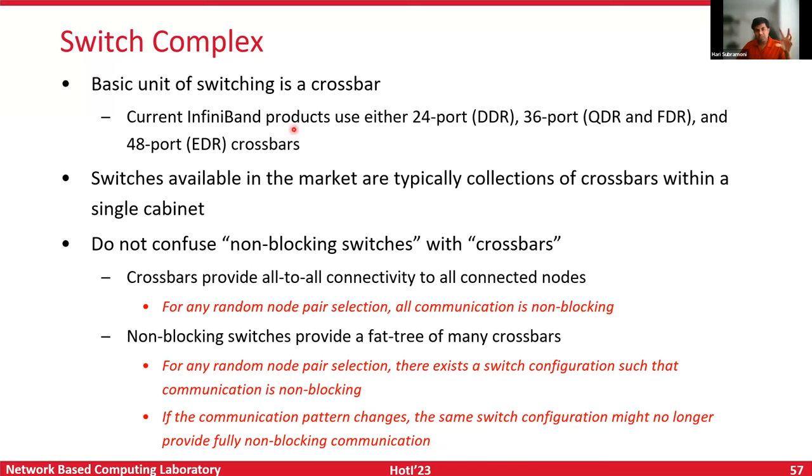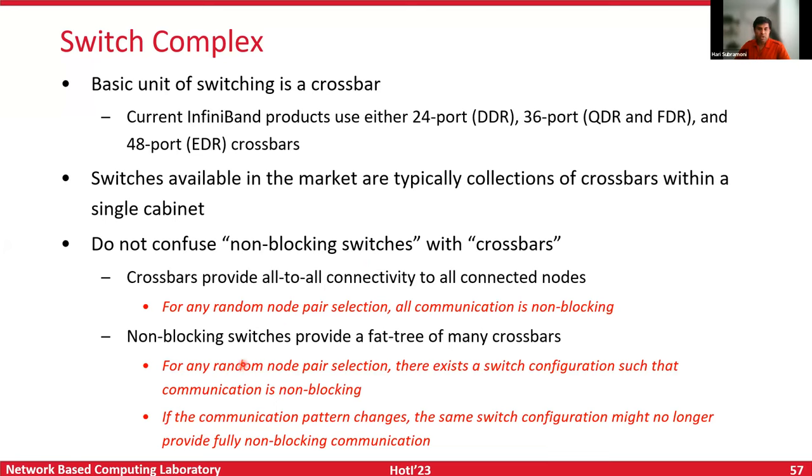And the basic unit of switching is a crossbar. So if you take a look at a standard pizza box switch, depending on the generation, it would have different port counts starting from 24, 36, 48, and so on. All of them are crossbars, which means that there is an individual path from every port to every other port. To put it in a simplistic way, think of having a road from every home to every other home. So there would never be any congestion. But if you think of the number of roads you have to create, it would be very, very large and practically not possible.